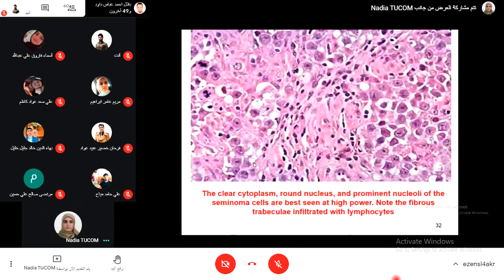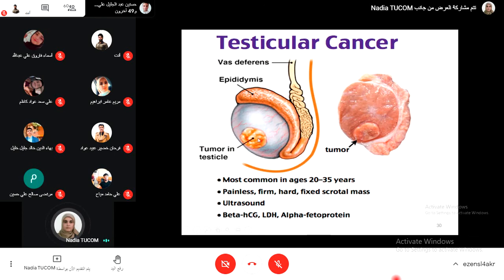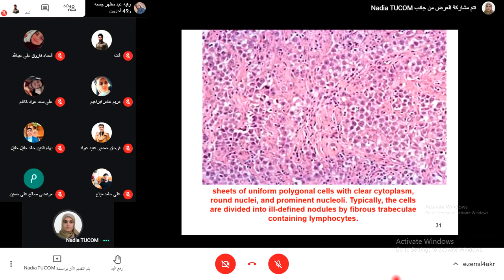Look at this picture. A solid firm mass, or hard mass within the scrotum, painless and then becomes painful. Mass within the testis or tumor here. This is the normal parenchyma of the testis and this is a hard mass fixed in the scrotum, seen by ultrasound or MRI. Beta HCG and alpha fetoprotein are hormones or markers in the serum that can be secreted by testicular tumors, seminoma or others.